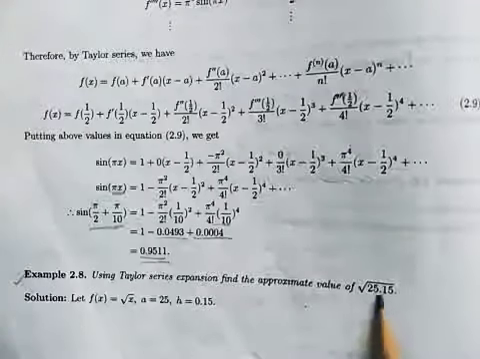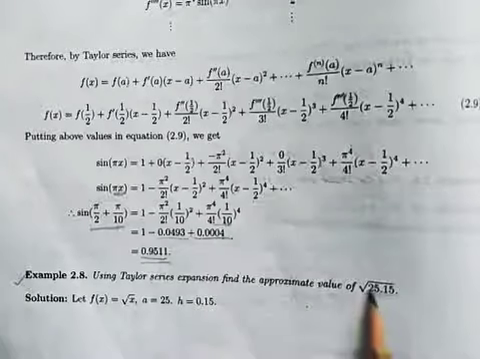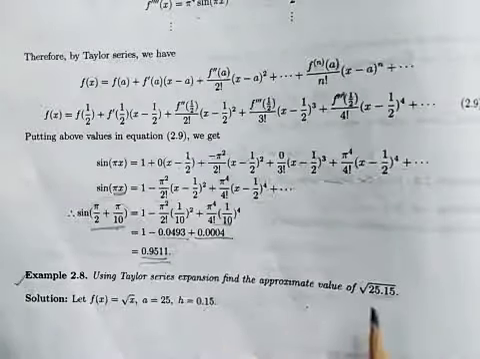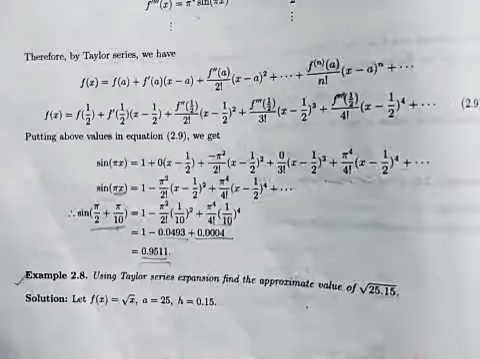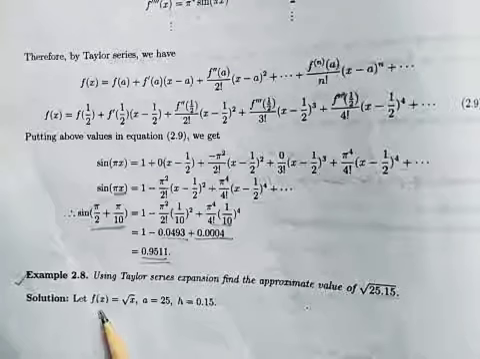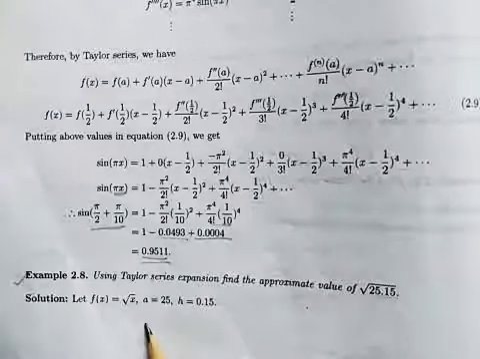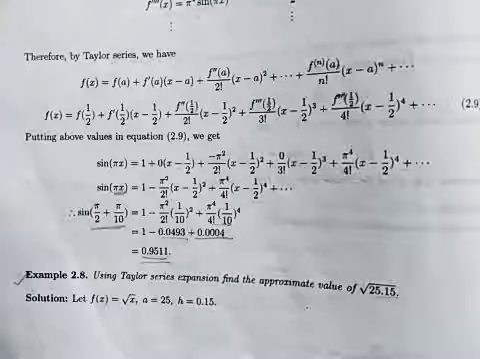Now this value is 25.15, so we are taking a as 25 and h, that is the difference, as 0.15. Okay, next what we calculate, we find out f(x), f dash of x, f double dash of x, and f(a), f dash of a, f double dash of a. So let us find out those values.